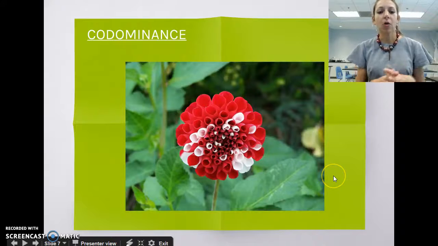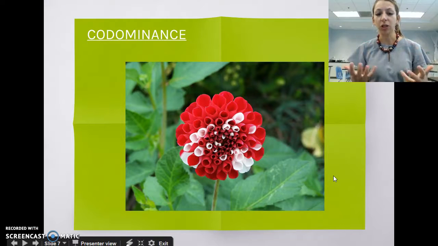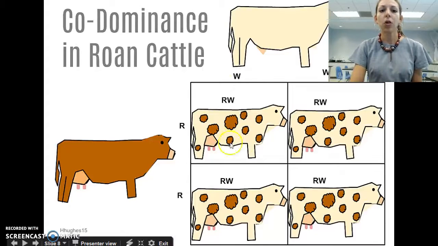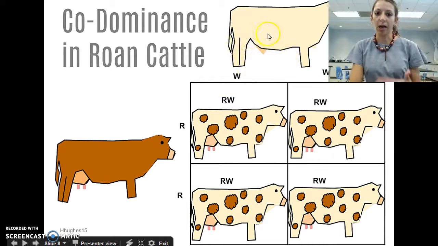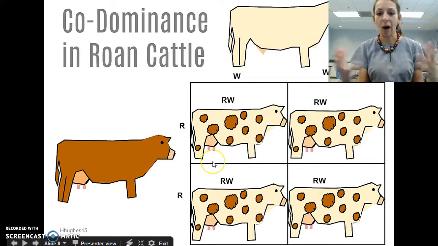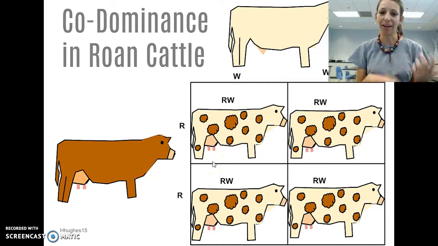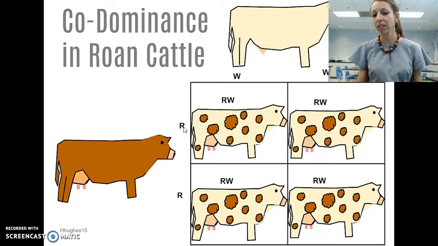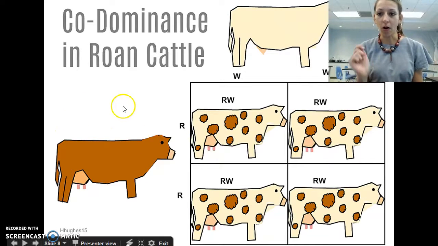Now in codominance, we are seeing the expression of both alleles at the same time in the phenotype. A very common example of this is roan cattle, where we have potentially a white and a tan cow crossing, and they're going to produce cattle with both tan and white spots. So we see in this particular form, we are writing with two capital letters, and that's pretty much always the case for codominance. We will see two different capital letters presenting themselves in our genotypes.